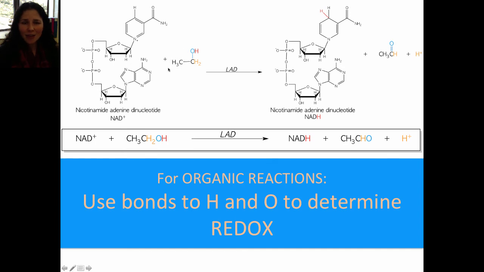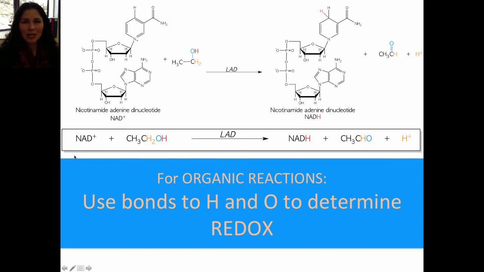Notice that the ethanol originally had 6 hydrogens, and in the product, it only has 4 hydrogens. It has lost 2 hydrogens. One of them was picked up by NADH, and the other is lost as a proton. It's also useful to keep track of the bonds between carbon and oxygen. In the reactants, there's 1 bond between carbon and oxygen, and in the product, there's a double bond between carbon and oxygen.